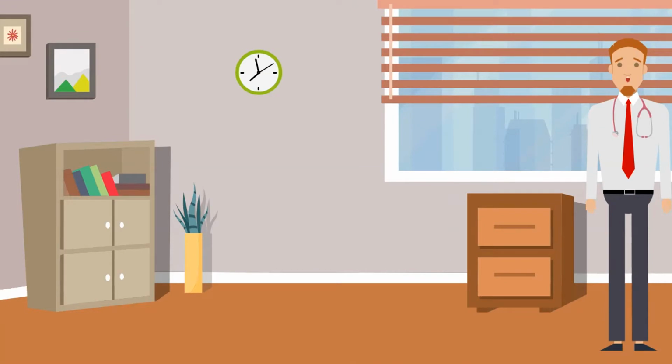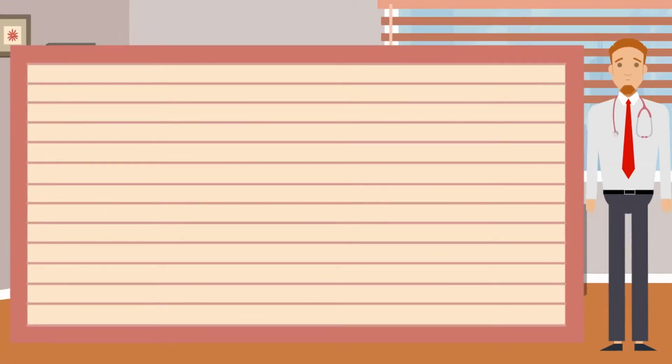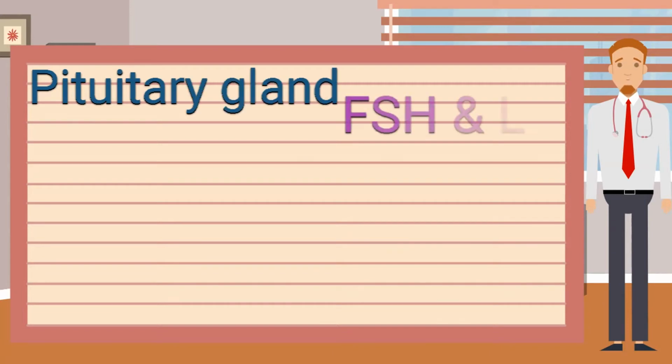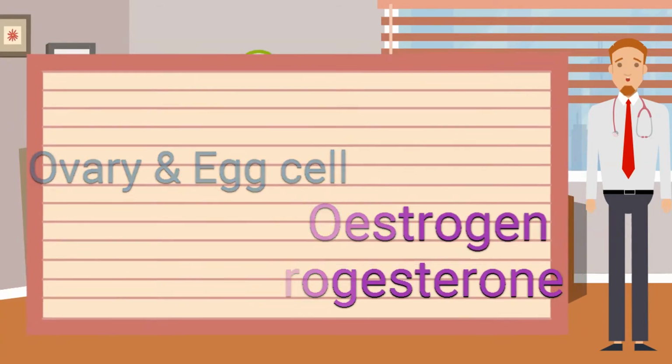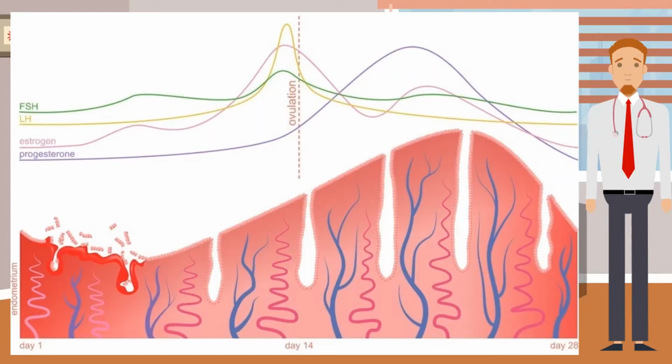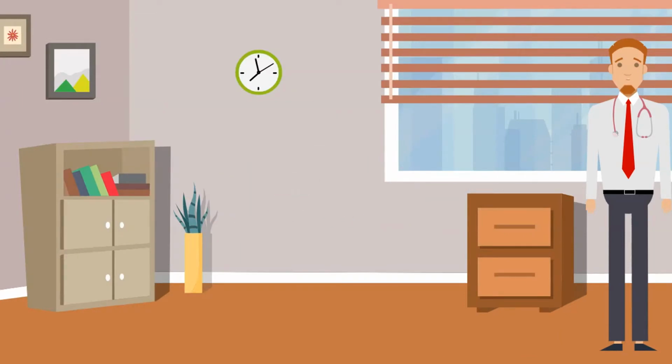So in the first part of the menstrual cycle, we will look at the hormones. Now there are 4 hormones involved in the cycle. There is FSH, follicle stimulating hormone. There is LH, luteinizing hormone. There is estrogen and progesterone. These 4 hormones all interact together to control the full cycle. We will start at the top.